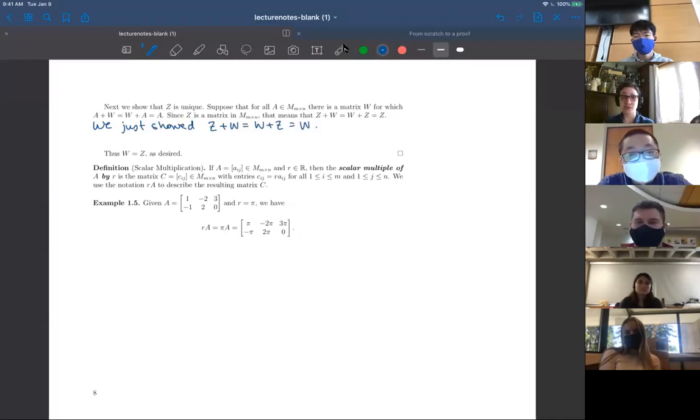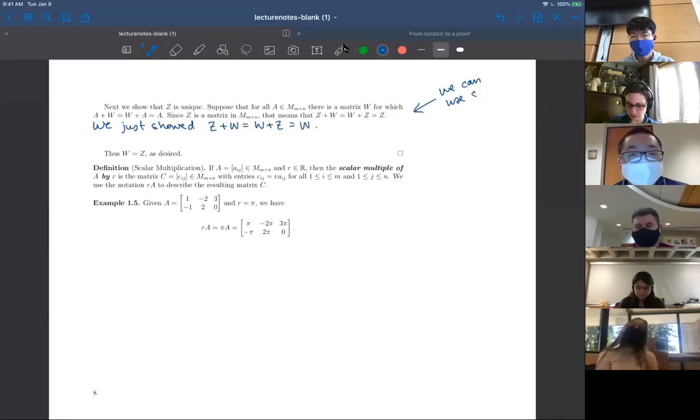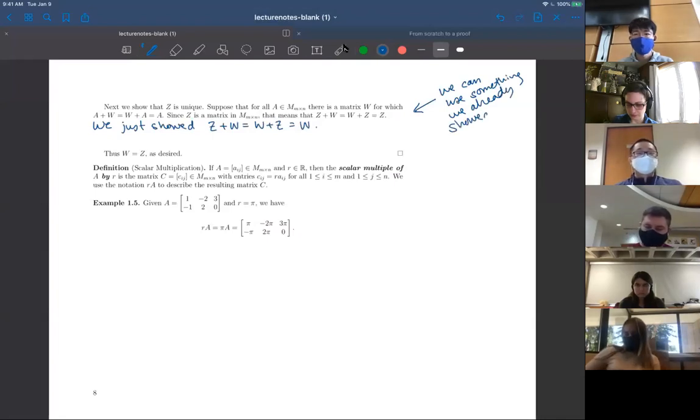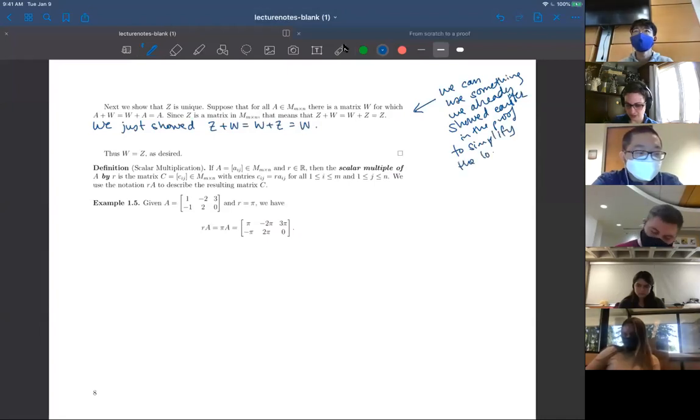We could do it just like we did on the first page and go through the definition of matrix addition and the definition of matrix equality. But what's cool here is in a proof, we can use something we already showed earlier in the proof to speed things up, to simplify the logic and writing of the proof.